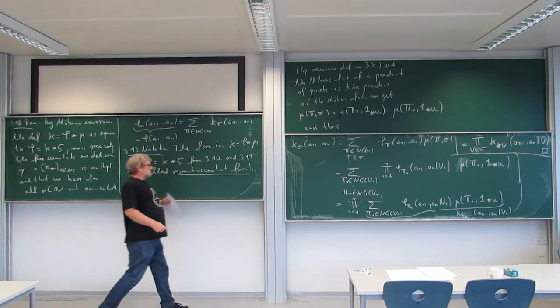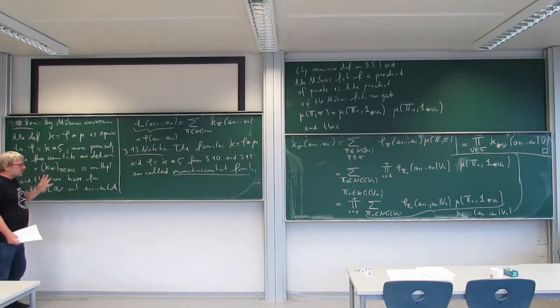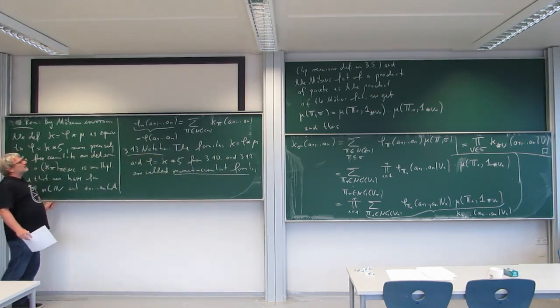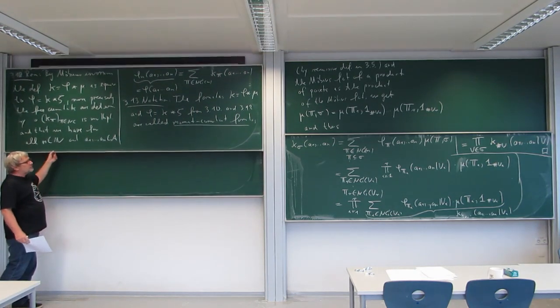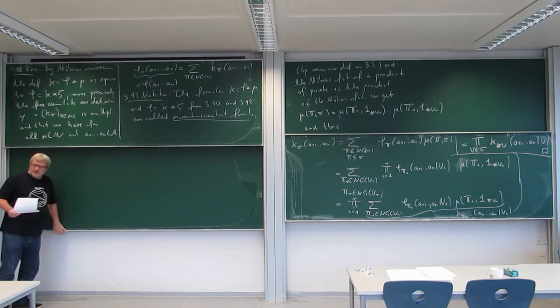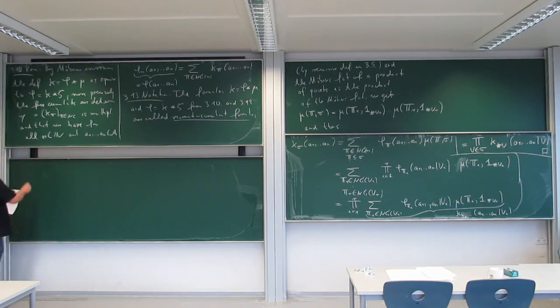Good. Okay, so this is just a name, and maybe now we should look at concrete examples. I mean, we have defined the cumulants abstractly. Maybe we should really see concretely what they are. So let us do two examples.